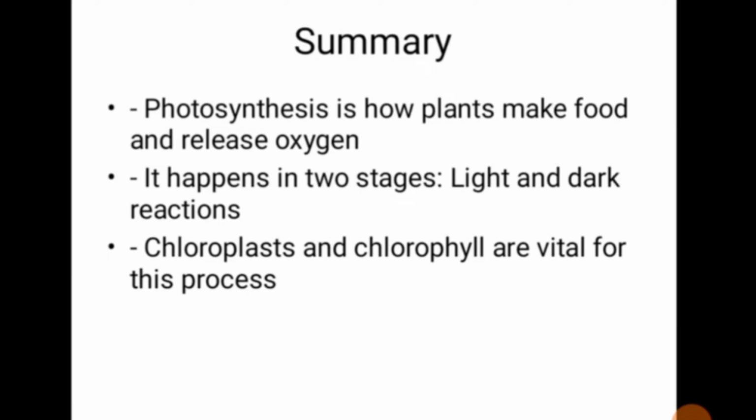correct. So the third point we noted down here is that chloroplasts and chlorophyll are vital for this process. So without chlorophyll, there is no photosynthesis, because remember, it is chlorophyll, which is the green pigment, that absorbs the sunlight from the atmosphere. Okay, so chlorophyll is very important in photosynthesis, and the chlorophyll is found inside the chloroplast. Therefore, the chloroplast is also very vital in photosynthesis. Now remember that the chloroplast is found in the plant cell. All right, it is found in the plant cell of every green plant. All right, so that is it.